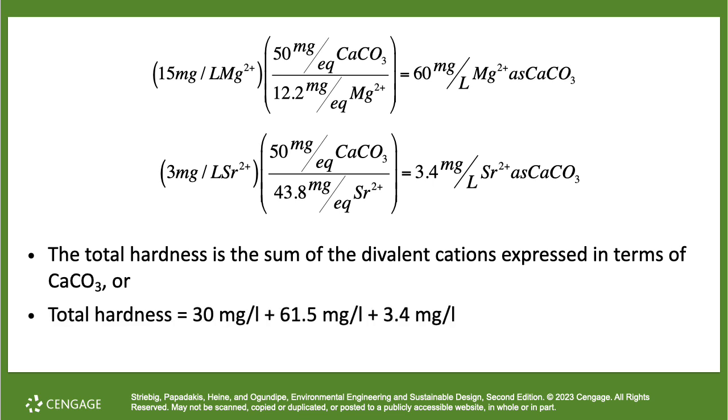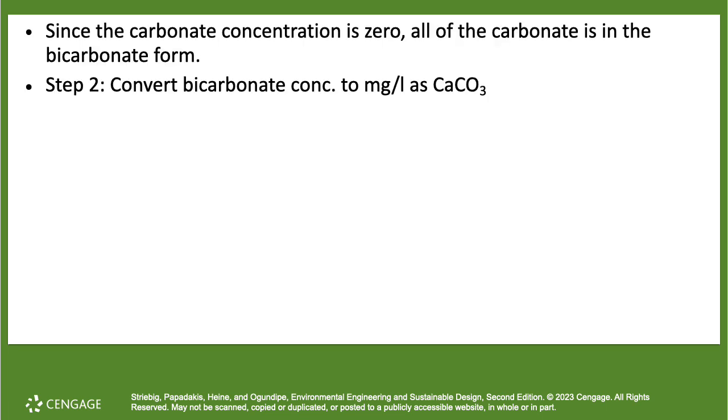The total hardness then is the sum of all these compounds, equal to about 95, or 94.9 milligrams per liter as calcium carbonate. In this case, the majority of the hardness comes from the magnesium in solution.